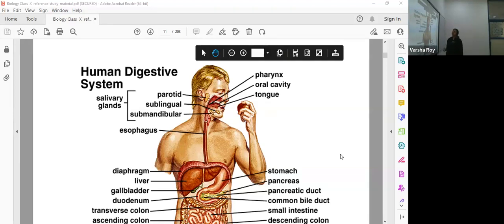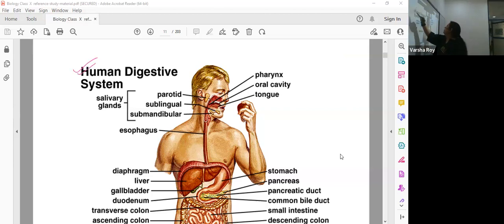So here is the human digestive system. Now in this human digestive system we see that there are salivary glands in the buccal cavity. It always begins from the buccal cavity. So how many are there in the salivary glands? Parotid, sublingual and submandibular. The names are not in the regular routine CBSE classes. So there are 3 salivary glands.